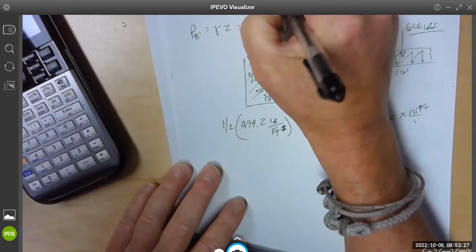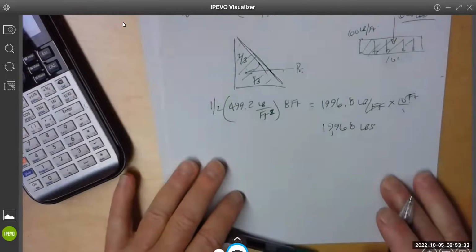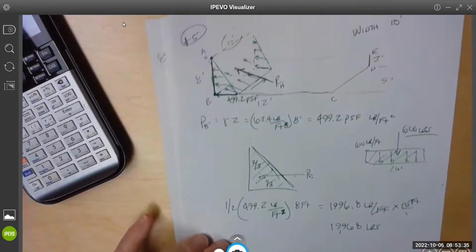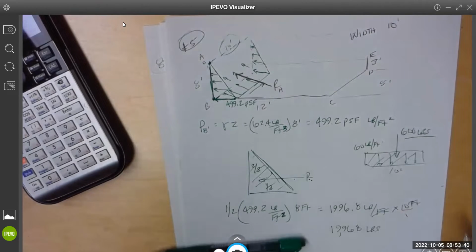I am going to call it the resultant hydrostatic force. So I put it here, right? My angle's a little off, but.